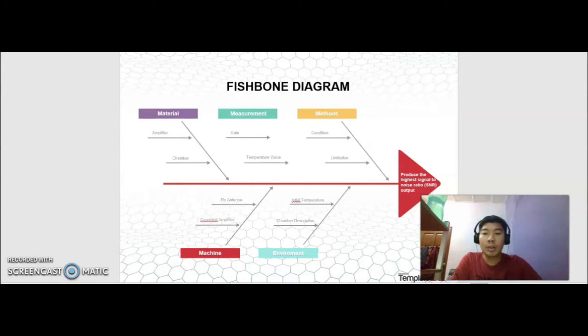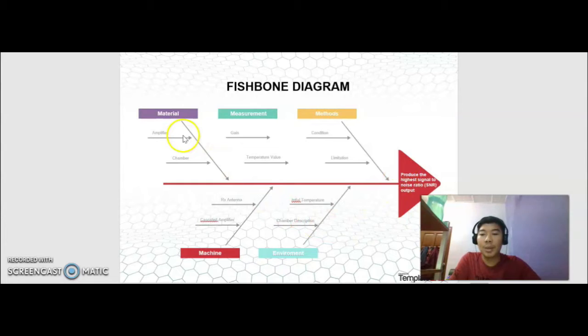And now I will explain this fishbone diagram for our group project. Our goal, our output, is to produce the highest signal to noise ratio, SNR, output. Basically, these are all the things that we need, or we can say the parts that we need to achieve our goal here.